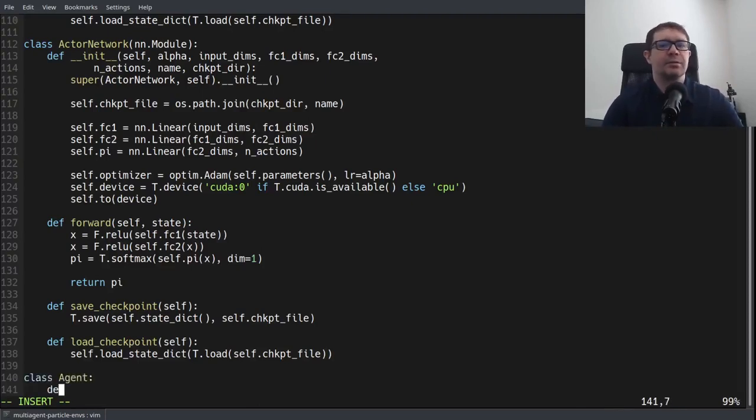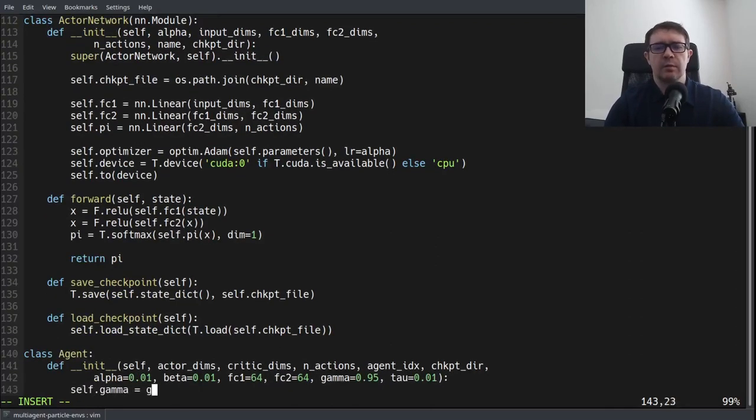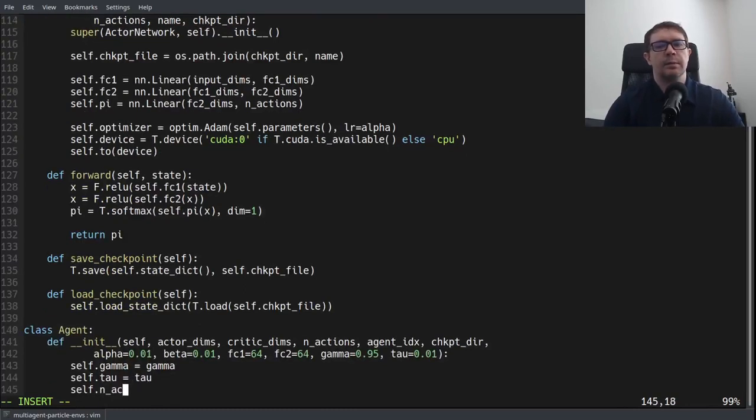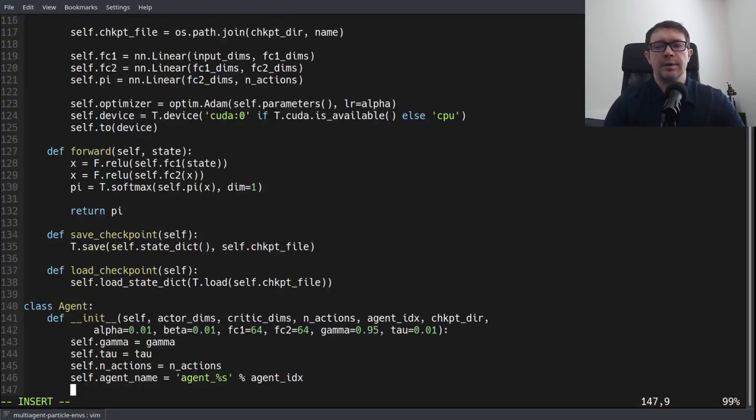Class Agent. So now we have our initializer. That'll take actor dims, critic dims, number of actions, an agent index, because we're going to have multiple agents, so we want to keep track of which agent is which, a checkpoint directory, and some default values for our learning rates, fc1 64, fc2 64, gamma, I do use a default of 0.95, and a tau of 0.01. We don't need a super constructor. Then gamma, tau, number of actions, and our agent name. We're not going to get creative here. We're going to say agent underscore, so it's just going to be agent_0, 1, or 2 for whichever agent we have.